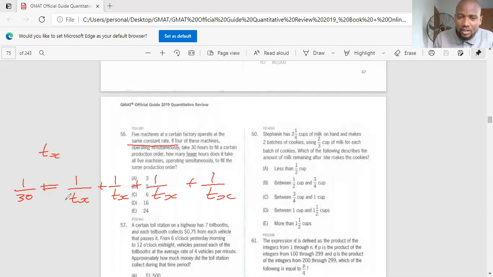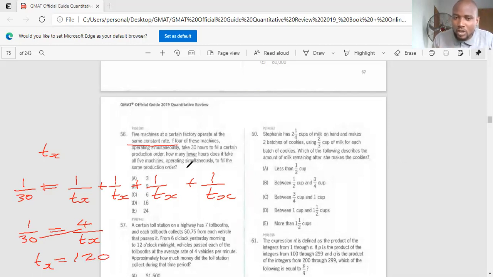If you look at this, this is the same thing as saying 1 over 30 is equal to 4 over Tx, when you add this all up. We need a little bit of factors to know that. So when you cross multiply this, it simply means that the time it takes for 1 machine to do the job is 30 times 4, which is 120 hours for 1 machine to do the job.